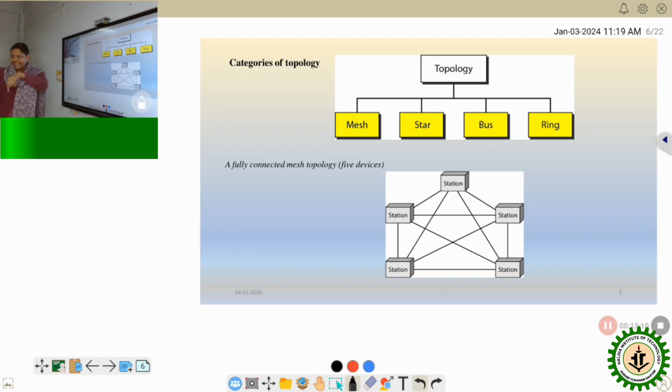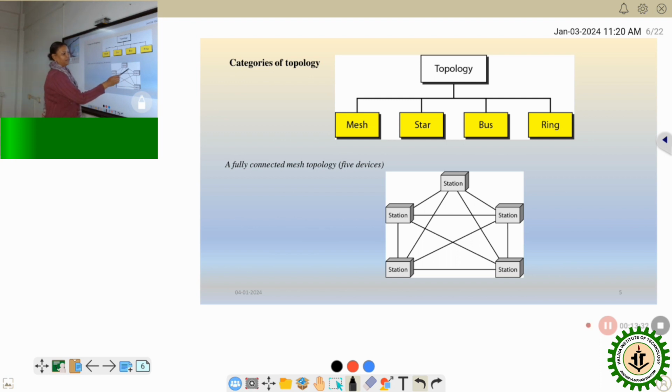Mesh means a net. Okay. So here a fully connected mesh topology with 5 devices or 5 nodes is in the diagram. So suppose these are the 5 stations, 5 nodes. Here you check all the stations are connected with each other. So that's why it is declared as fully connected topology.